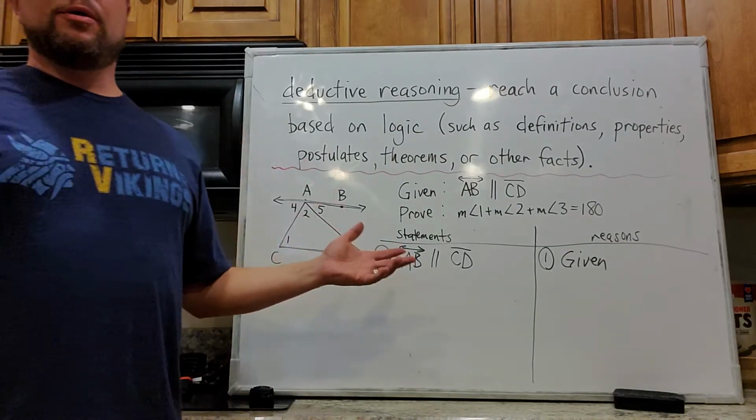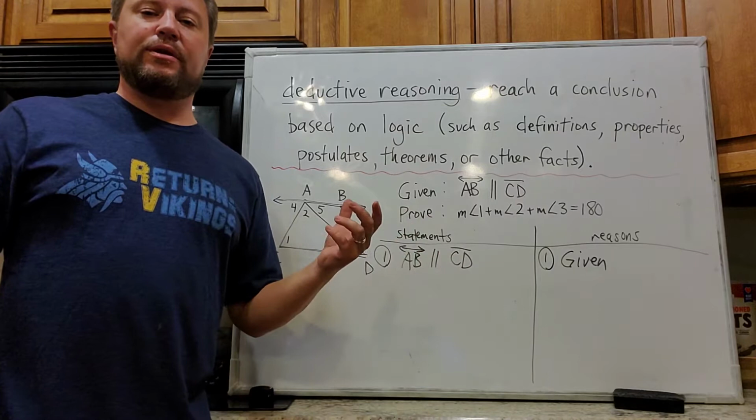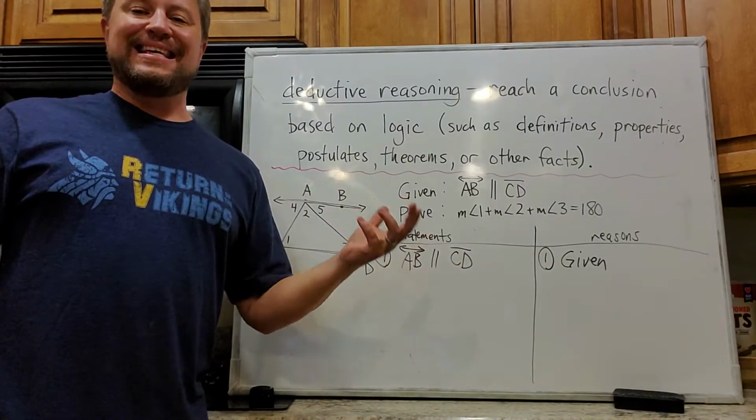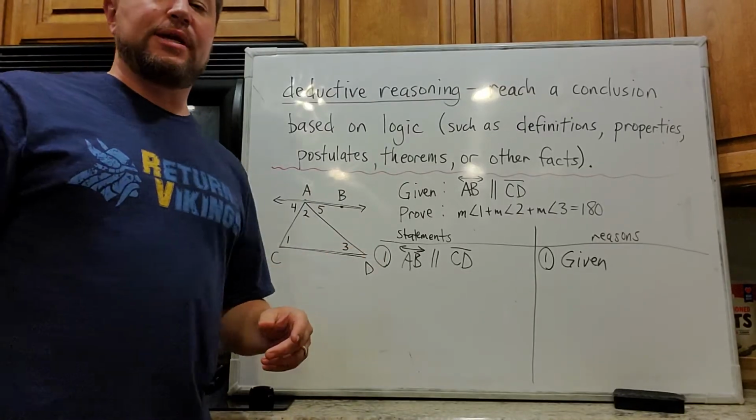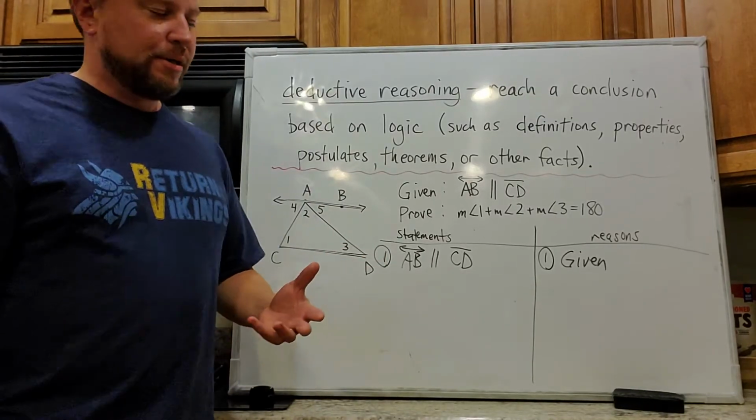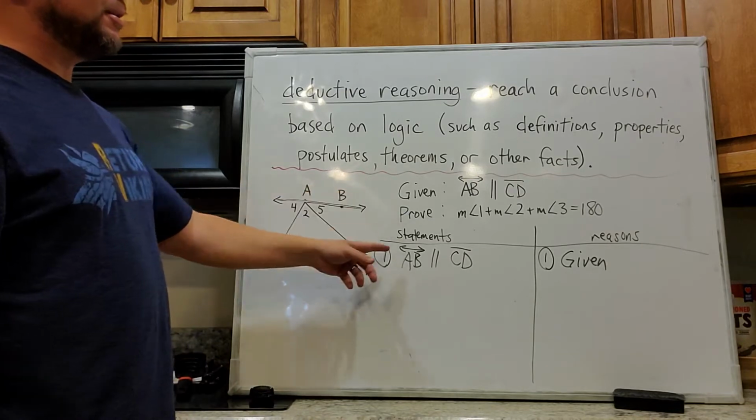Every proof should start like that. You always start with the given and just say it was given. So it's the easiest step to write in a proof. If you can't come up with this first step, then you're in trouble, because all you have to do is copy the given and say it's given.